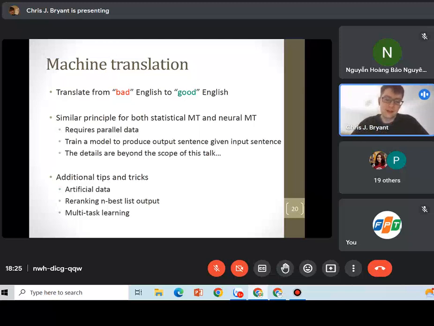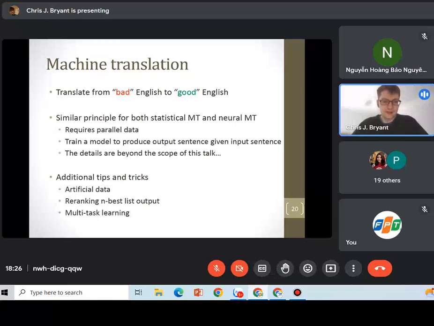But some other additional things that are worth knowing about, or tips and tricks for machine translation, is that because there is limited data, people often use artificial data. So you don't always have to get a human to correct something. Instead, you can start with some high quality text and then just add some noise to it by, let's say, deleting or replacing some words, and that can be useful as additional training data.